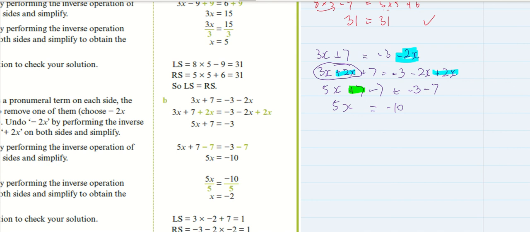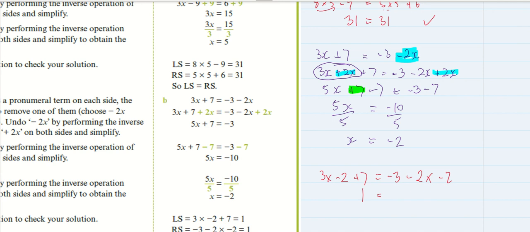So 5x equals negative 10. The opposite of multiplied by 5 is divided by 5, and therefore x equals negative 2. We can substitute that into our equation as a check. So 3 times negative 2 plus 7 equals negative 3 take 2 times negative 2. 3 times negative 2 is negative 6, and negative 6 plus 7 is positive 1.